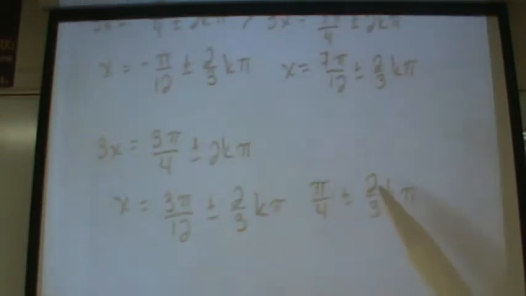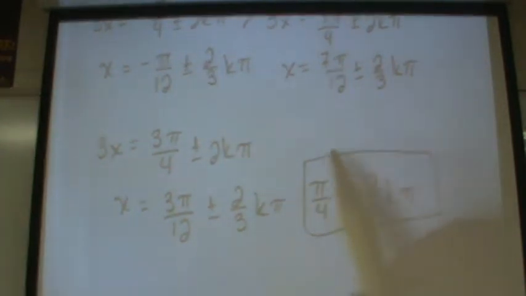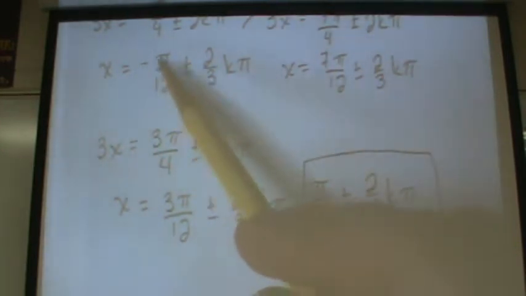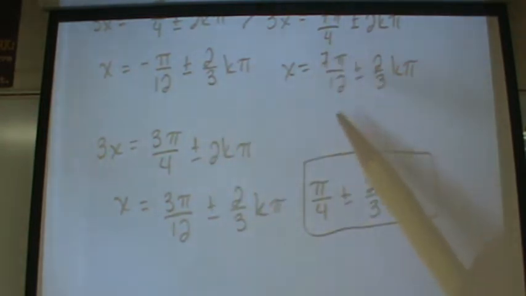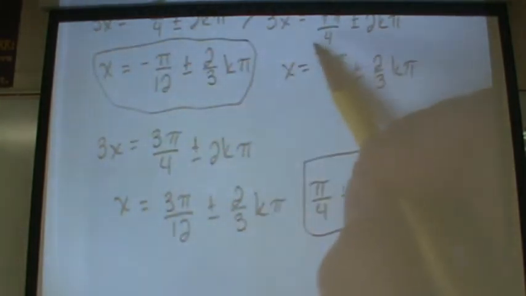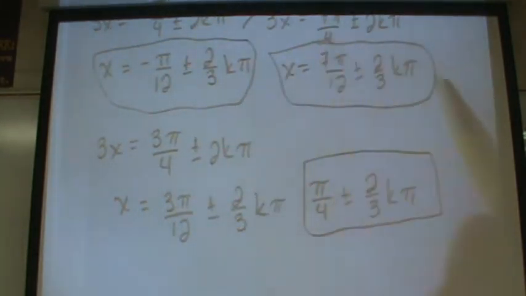So you should have 2 answers for this. You will have this one, the pi over 4 plus or minus 2/3 k pi. And then you can have either the negative pi over 12 or the 7 pi over 12. Either one of those is equivalent. Those are both 4th quadrant angles. So you would have one or the other.